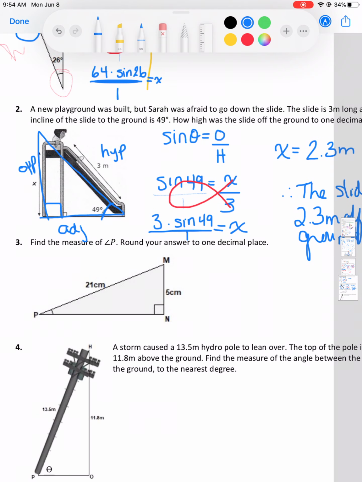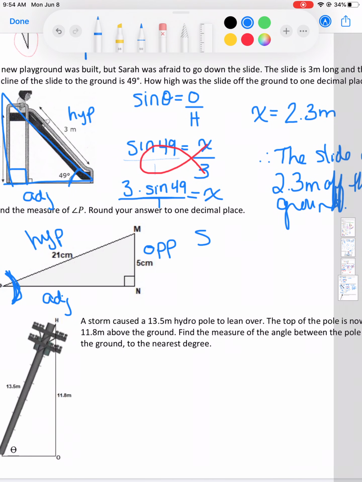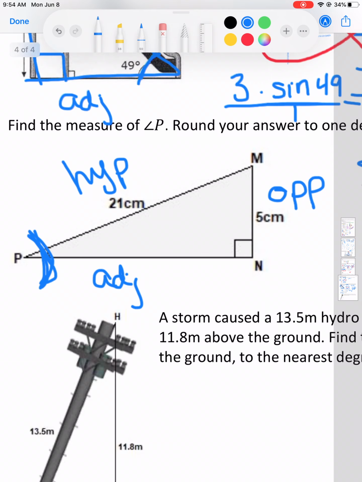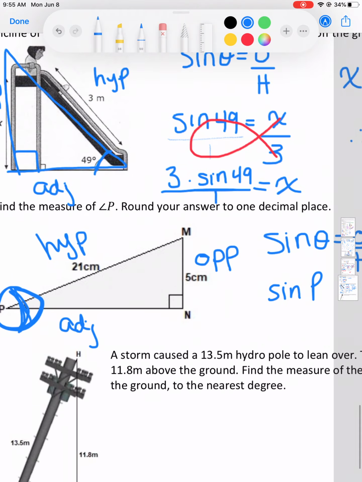Find the measure of P and round your answer to 1 decimal place. Okay. So, if that's our angle of interest, that means this is my hypotenuse. This is my opposite, and this is my adjacent. Let's set up our equation. Sine theta is equal to opposite over hypotenuse. What's my theta? Well, that's actually what we're solving for, is our angle. So you could leave it as theta, or you could put it in as a p, because our angle p is what we're solving for. Okay?